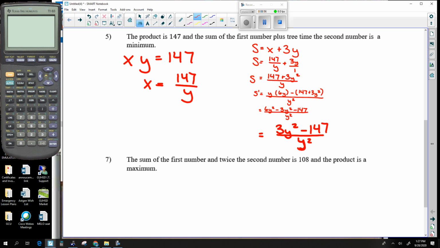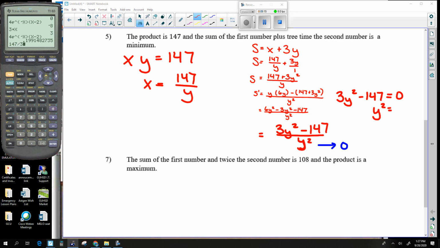Okay, critical numbers. Critical numbers would be when y is 0, that would make it undefined, and when this numerator is equal to 0. So when 3y squared minus 147 is equal to 0. So y squared is equal to 147 divided by 3, 49, and then thus y would be equal to plus or minus 7. But because they're both very specifically positive numbers, that would imply that y is equal to 7.